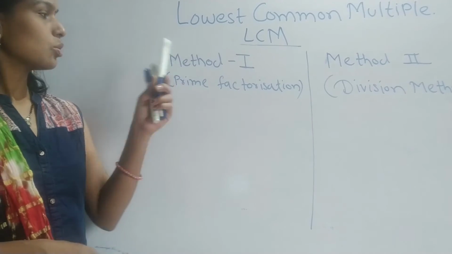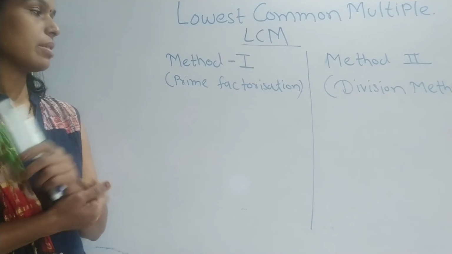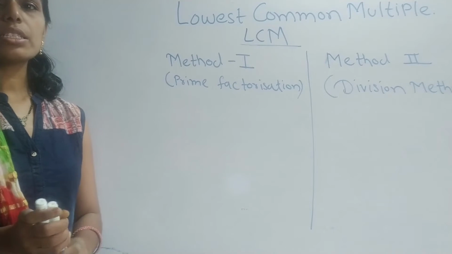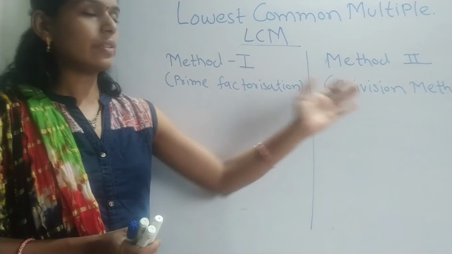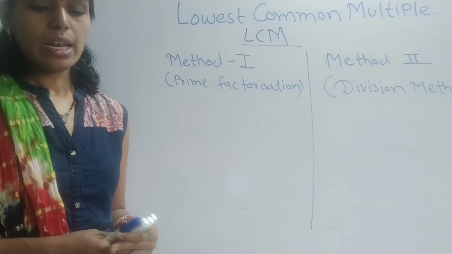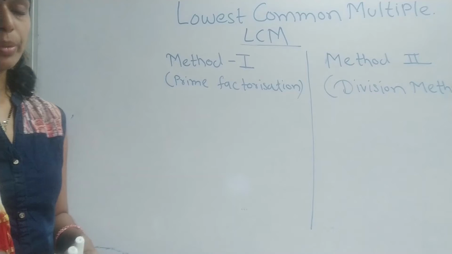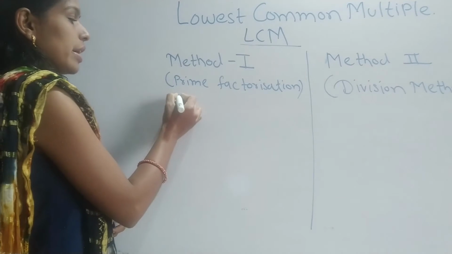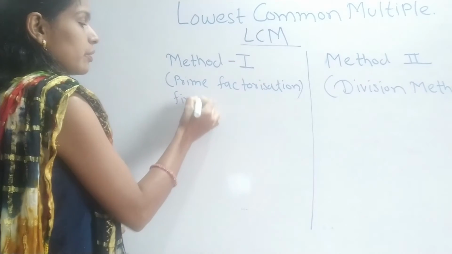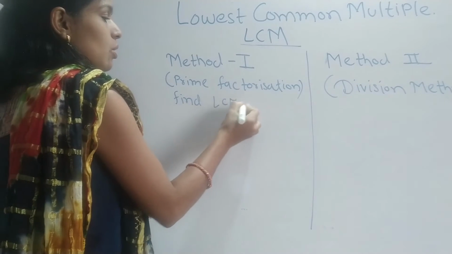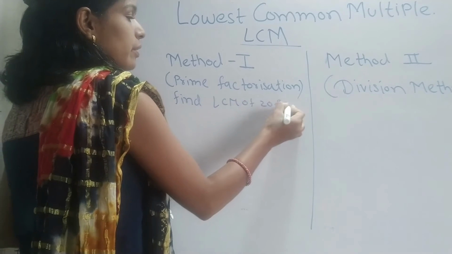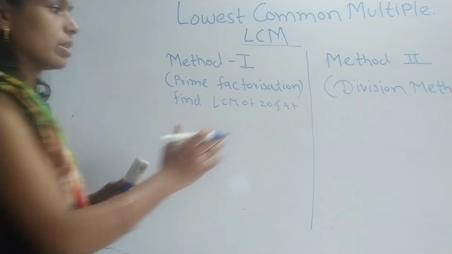So students, let's see the two methods of finding the LCM. Method 1 is the prime factorization method and method 2 is the division method. Let's learn one example by both methods. See here, we have to find the LCM of 20 and 45. Find the LCM of 20 and 45 by using the prime factorization method.